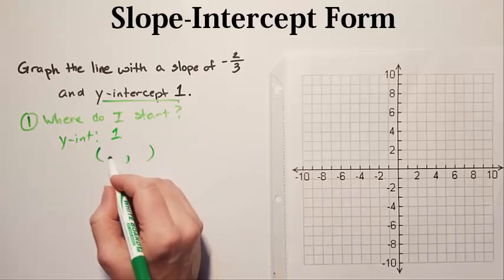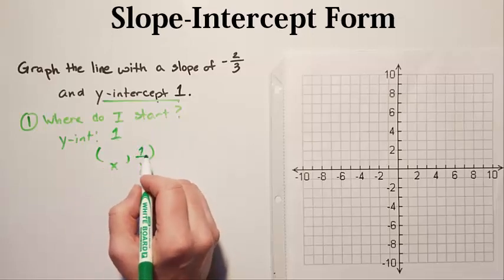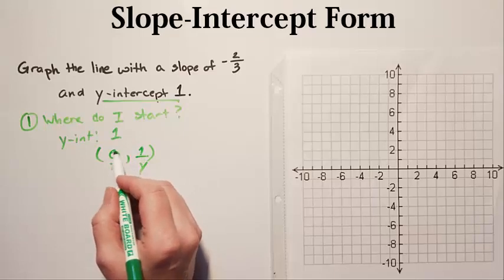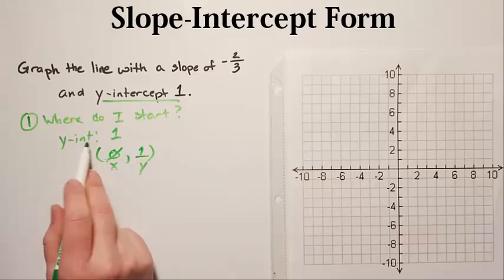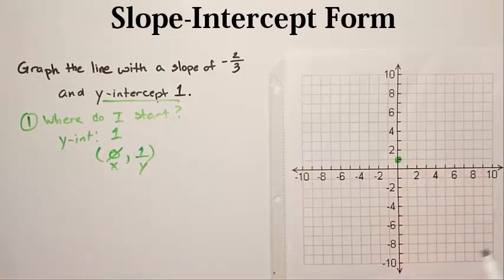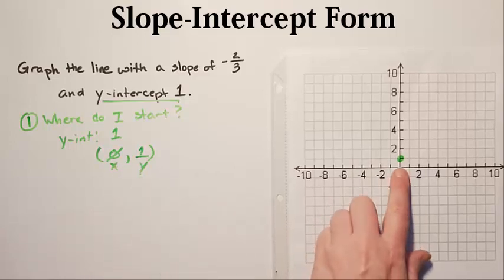Well, coordinate points are supposed to be xy coordinate points. If it is the y-intercept, then that is the y. Because it is an intercept, it has to be on an axis, which means the other has to be 0. So the point 0, 1 is where I cross 1 on the y-axis. So right here, 1 on the y-axis is the coordinate point 0, 1. So I know I start right there.